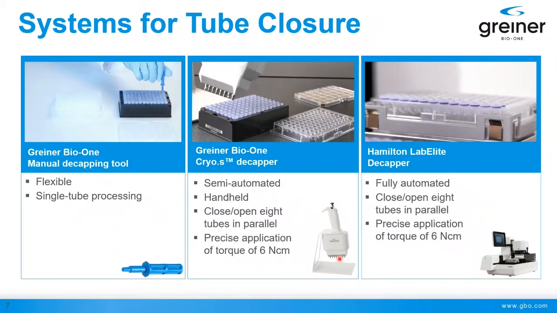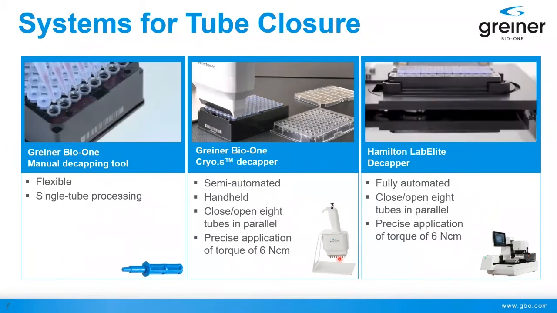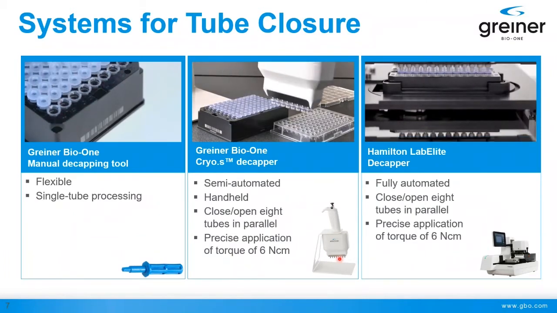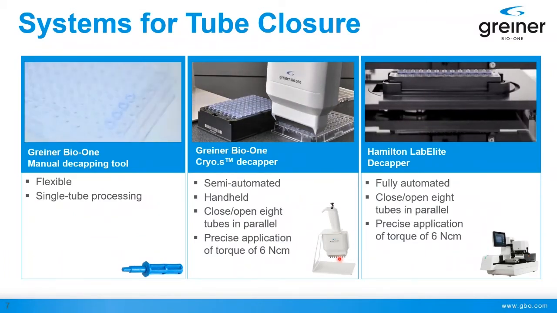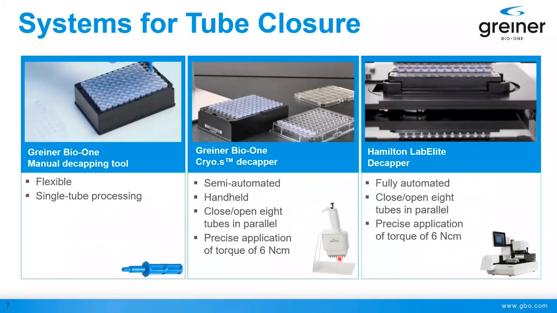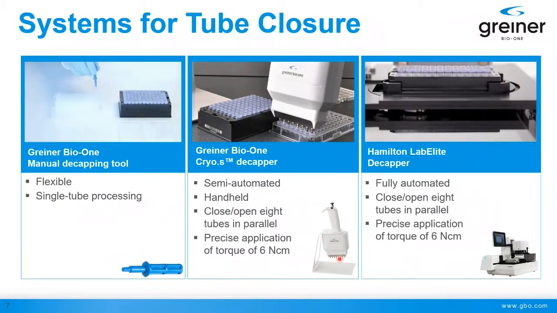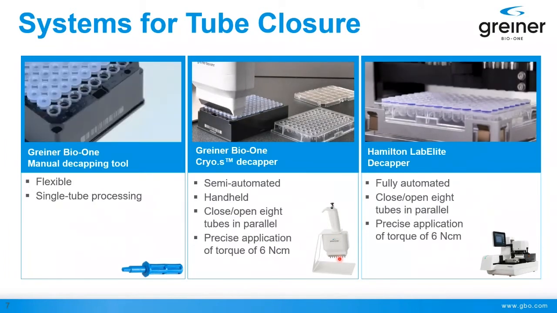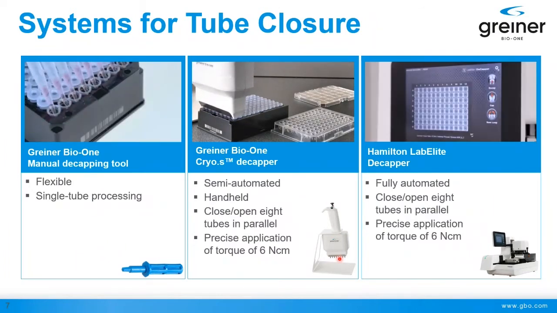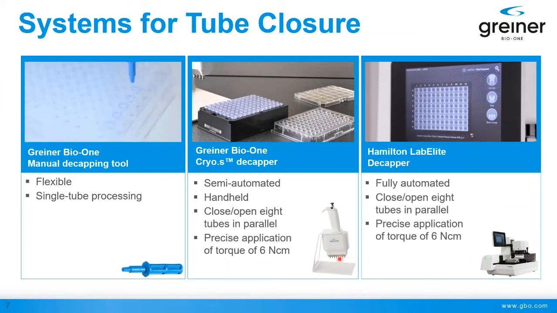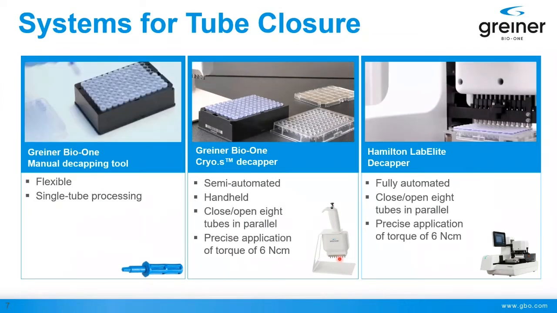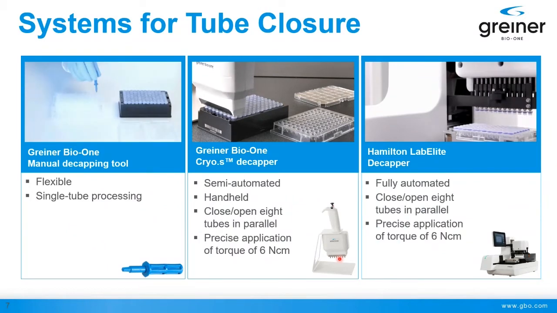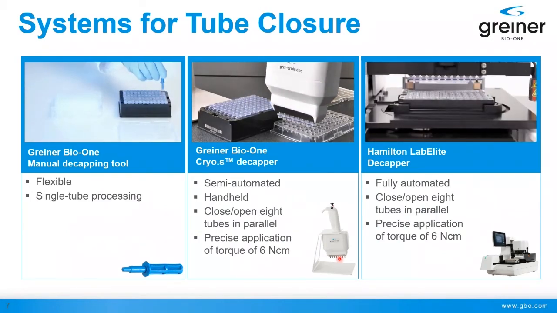The good thing is not only that it's semi-automated and assists you and helps you to speed up your process, but it also closes the tube with a very, very defined torque value. In our example, it is 6 Newton centimeter. Every supplier should support you with a nominal torque value because you want to make sure that you are not closing your tubes too loosely or over-tightening them. In our case, it's 6 Newton centimeter. And the device is really very precise.